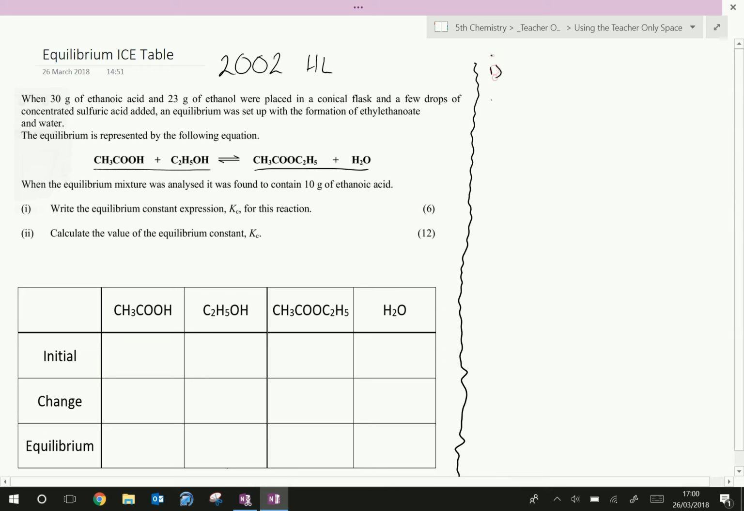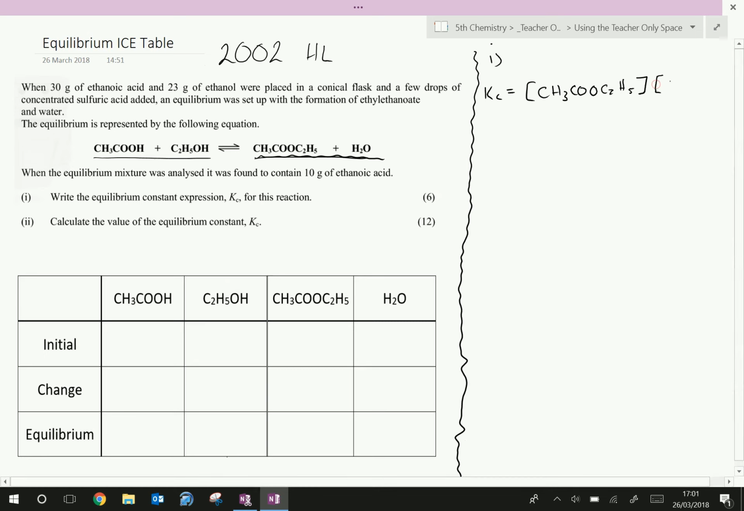So for part 1, to write the equilibrium constant for the reaction, I need to write the concentration of the products over the concentration of the reactants. So my products are what appear on the right hand side of my equation. So I have CH3COOC2H5, that's one of my products, and my next product is water.